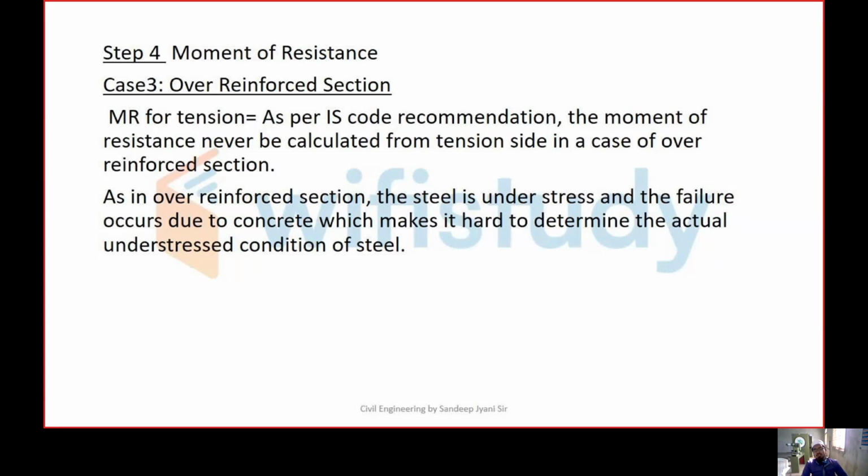So concrete lo vachche failure ni etuvanti type of failure antaru? Brittle failure ani cheppesi antaru, which makes it hard to determine the actual under stress condition of steel.